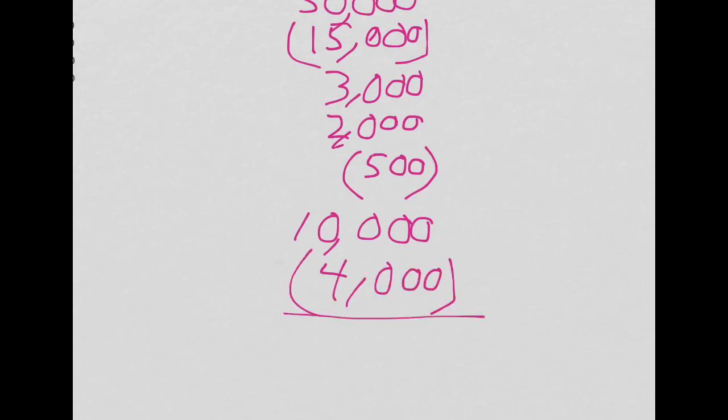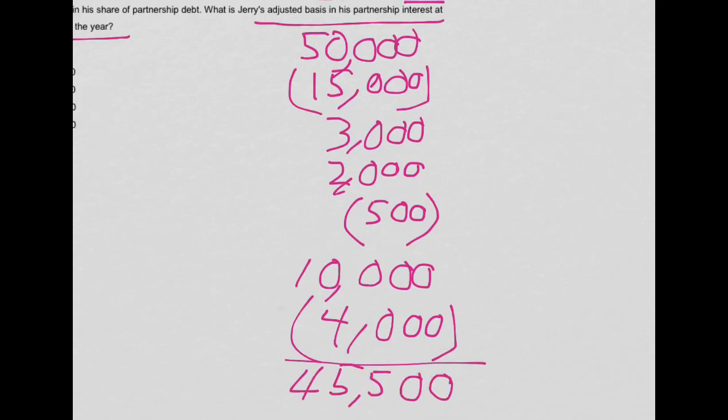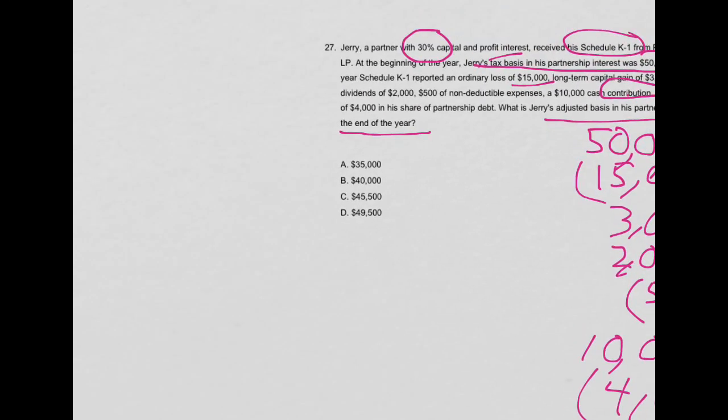Let's do the math. A lot of math here. 50,000 is where we started. Minus 15 plus 5 minus 500 plus 10 minus 4. 45.5 is the net. 45.5, and with any luck there'll be an answer like that. Let's see. And indeed C is there, and that's the answer.